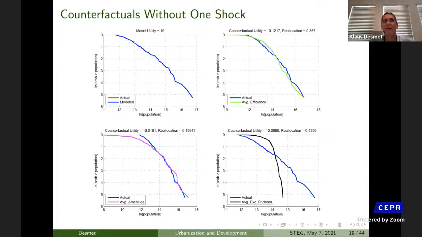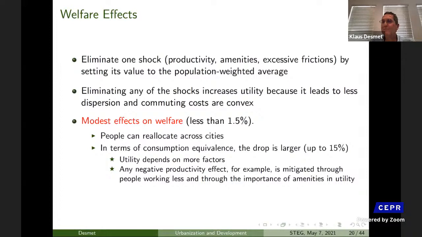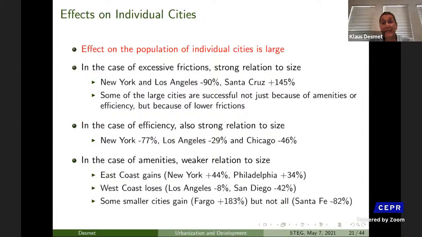You can, of course, do many things with this. Rather than looking at the entire distribution, you could say, let me look at certain particular cities and what happens to them. So for instance, let me look at efficiency here. If you equalize efficiency across space, look at the city size distribution, you don't see that much happening. But when you look at the data for individual cities, the effects are actually quite big. Not surprisingly, the most efficient cities will obviously lose. That's what happens when you equalize efficiency across space. Of course, others that are less efficient will gain. And so at the individual city level, you see big changes. That, of course, is what explains the big reallocation across space.